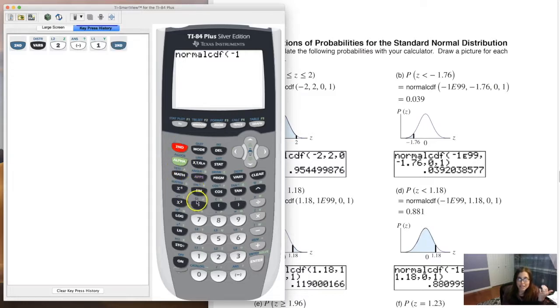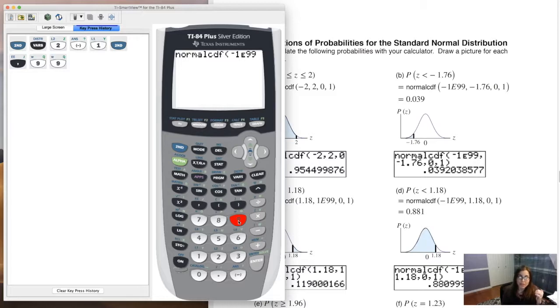So I'm going to hit second and EE. I say E because it pops up one E here. So this is your calculator's notation for scientific notation. We saw this back in the math interlude for chapter 2. We've seen it play out in previous chapters, chapter 3 as well. So I want to do negative 1E99. That symbol right there, negative 1E99, that is negative infinity on your calculator. So that's how we're always going to enter negative infinity, should that be one of the numbers we have to enter for normal CDF.